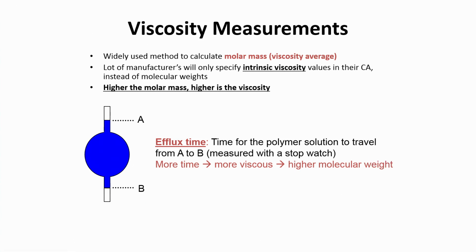We can also have viscosity measurements. Again, these are widely used as well. This also represents molar mass. A lot of manufacturers will only specify intrinsic viscosity and not the molecular weights. Generally the relation here is, the higher the molar mass, the higher the viscosity. Here is a very simple experiment. You fill in a solution containing your polymer, and you time how long it takes for the level to go from A to B, and this efflux time can then be used to measure the viscosity. The more time it takes, the more viscous it is, which essentially also means it has a higher molecular weight.